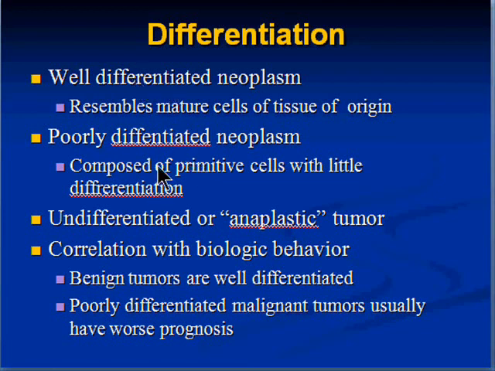And there's basically a grade between well and poor, that's called medium or moderately well or moderately poor, depending on what kind of words the pathologist wants to use. But let's just say that there's well, there's moderate, and there's poor, depending on whether the tumor cells look a lot, a little, or not at all, like the tissue that originated from.